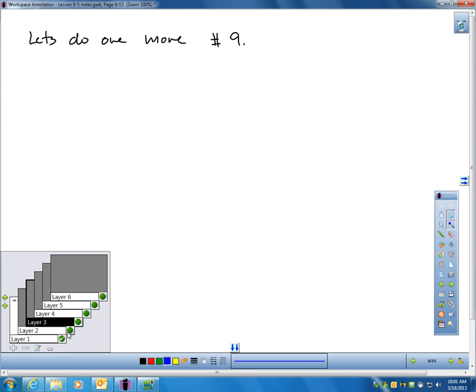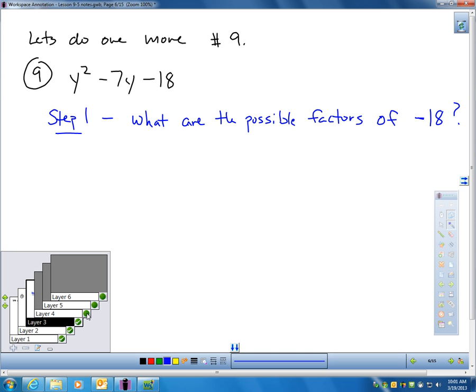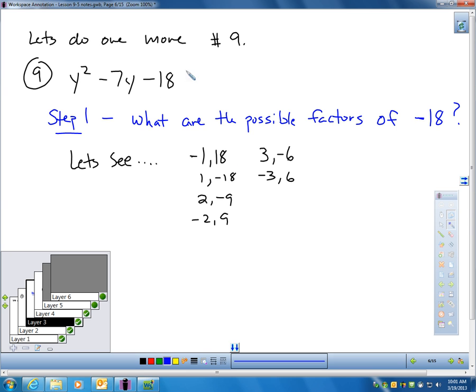Let's do one more. Let's do problem number 9. You notice the lead coefficient's 1 in my trinomial. This should be real easy. What times what is negative 18? What are the factors? Well, negative 1 times 18 or 1 times negative 18 multiplies out to that, or 2 times negative 9, negative 2 times 9, or 3 and negative 6, negative 3 and 6. Which one of these pairs add up to negative 7?